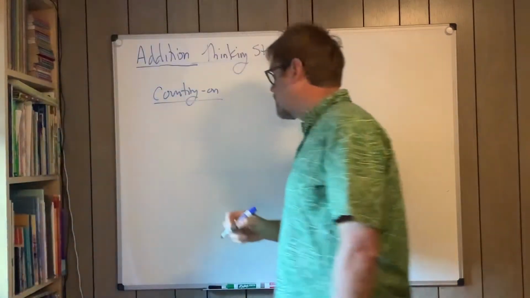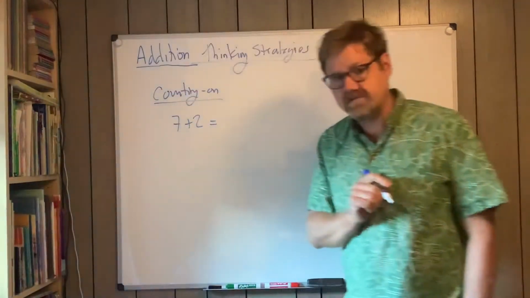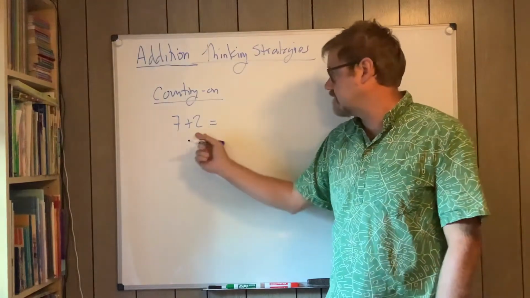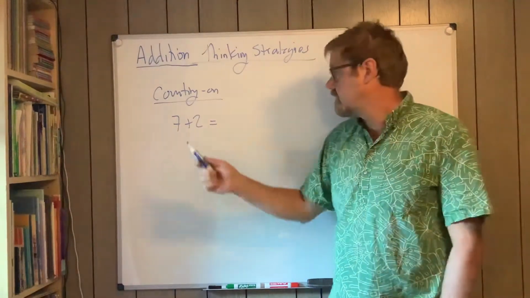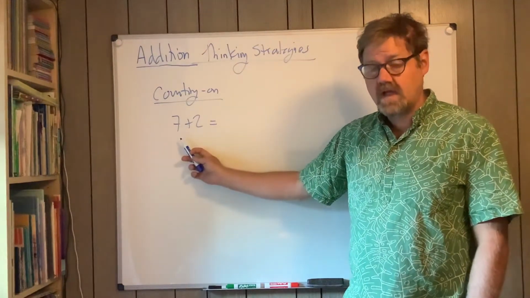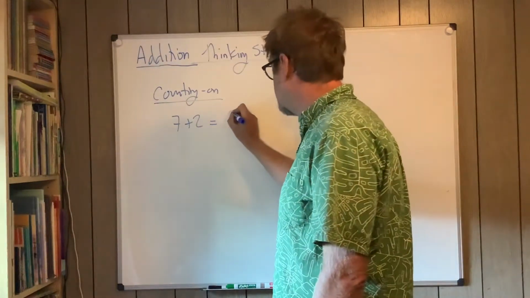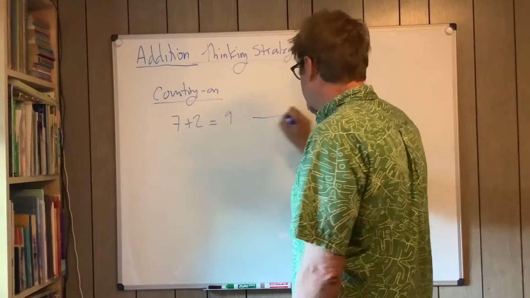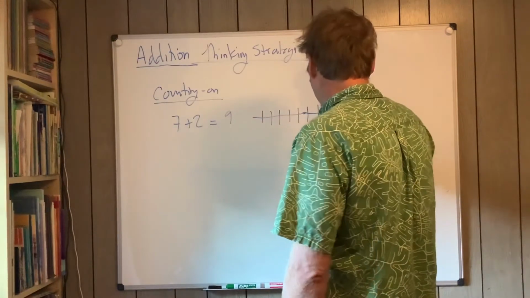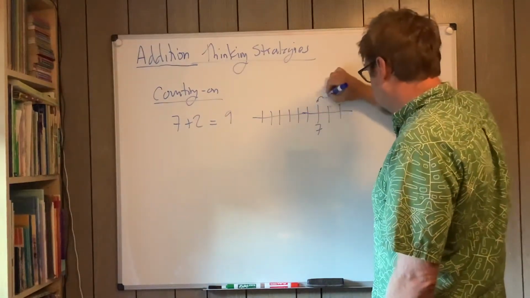So counting on, for example, I have this. This is probably one of the first developmental milestones that kids have when they learn about addition. What am I going to do? I'm going to start with the 7, and then I'm going to count on 2 more to get to 9. So in many ways, you can think about this as a measurement model: I'm just starting at 7 and doing 2 hops.